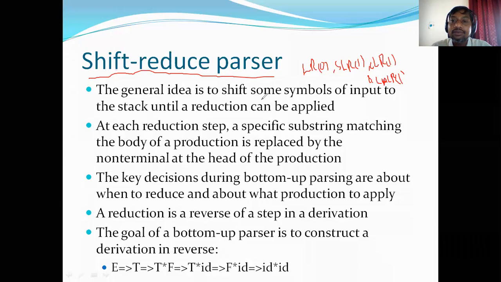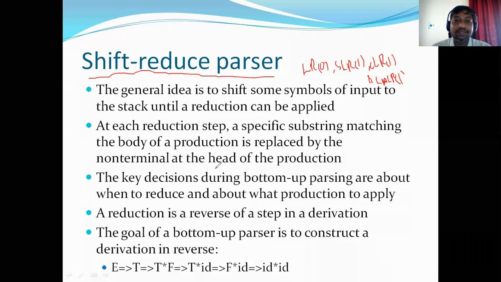So this is the key thing: that is the reason why we are shifting the symbols onto the stack. After some time, once we identify the handle, we'll perform the reduce action. These are the two main actions: shift your symbols until you find the handle, then perform the reduction operation. That is why they're often known as shift reduce parsers. Along with these shift and reduce actions, we have two more actions: one is error, the other one is accept. We often use these actions also.